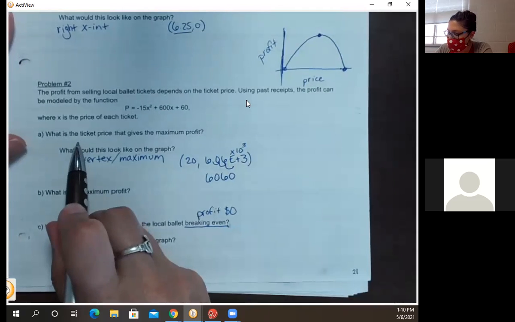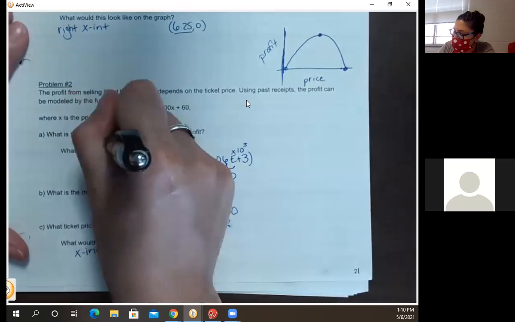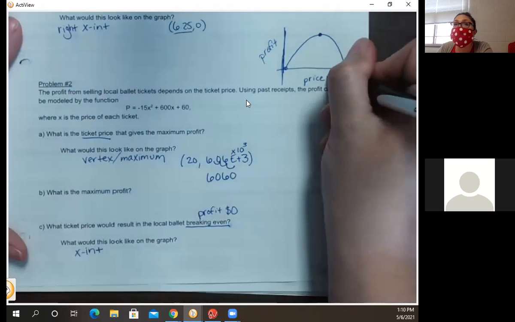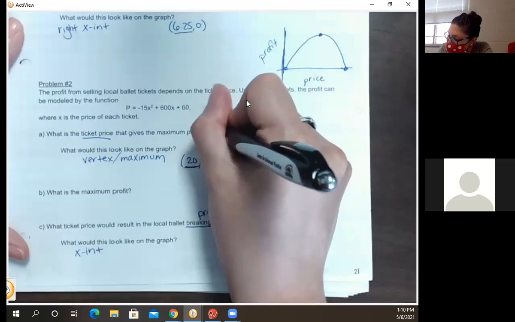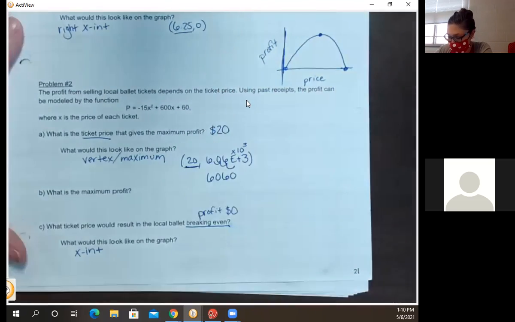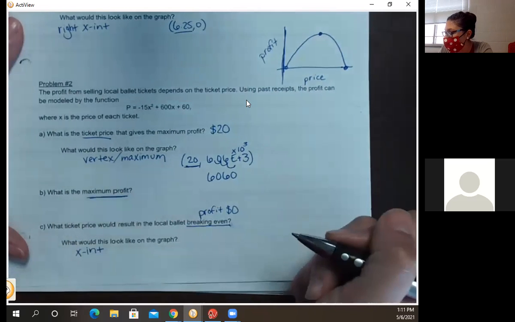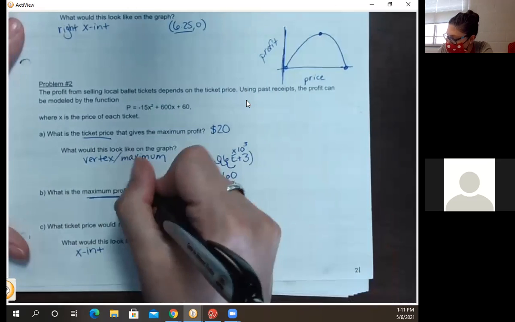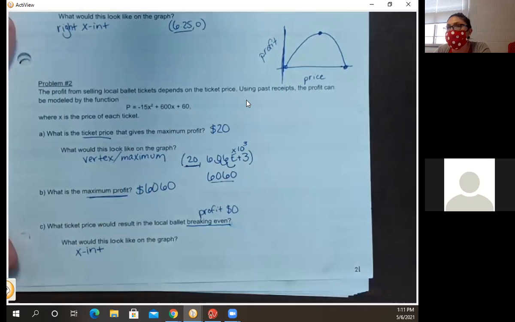So to answer my first question, what's the ticket price that gives a maximum profit? I want to know the ticket price. Remember, that was our x coordinate. So my ticket price would be $20. And then part B asks, what is that maximum profit? That's the y portion. My maximum profit is $6,060.